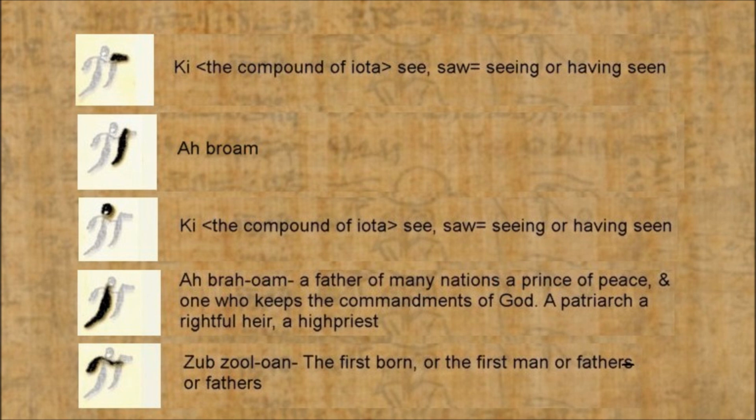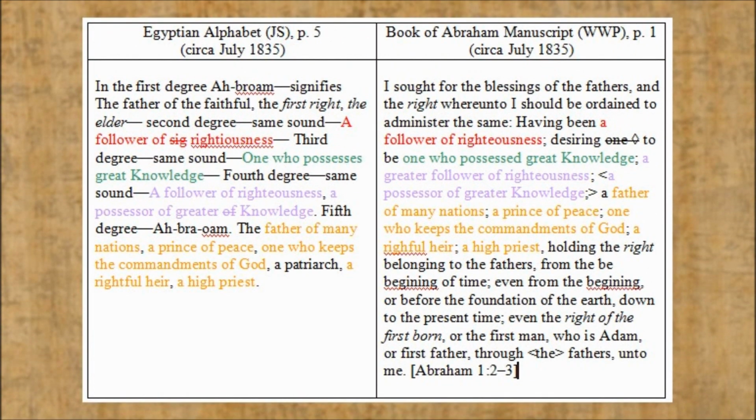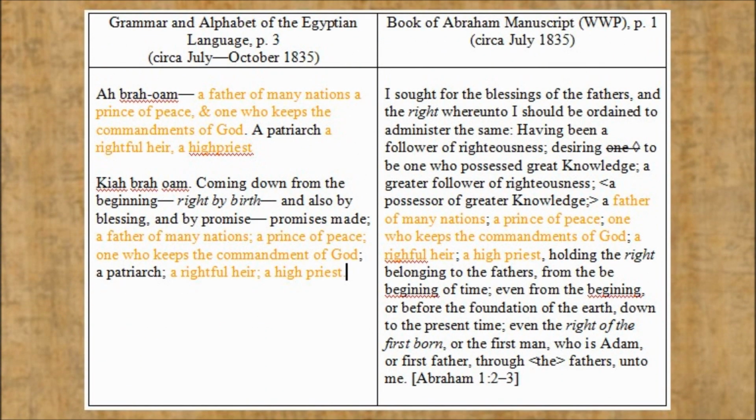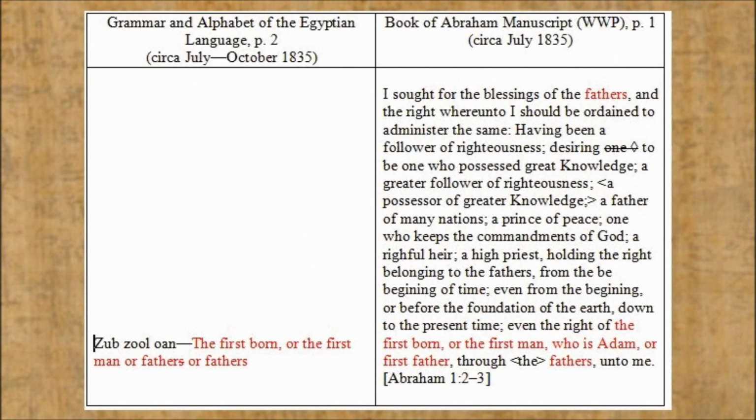It can't be perfectly explained, but each part, Abroam, Abraoam, and Zubzul Oan, has a parallel in Abraham 1, verses 2 through 3. The best fit comes from Cowdery's addition to Smith's alphabet of Abroam in all 5 degrees. However, the definition of Abraoam in the Gale is the same as Abroam in the 5th degree, but Kaya Bra-Oam adds the element of right by birth, which reflects another part of the passage in Abraham. Also note that the text of Abraham doesn't list patriarch, which might point to the first 3 verses coming before the Gale was started. Finally, Zubzul Oan reflects still another aspect of the Abraham passage. So Muhlestein is wrong not to consider the entire character.